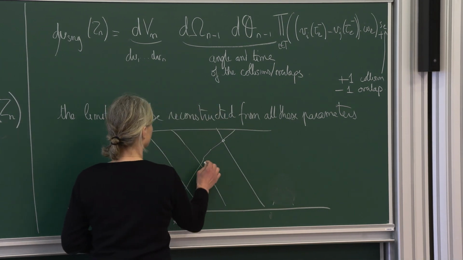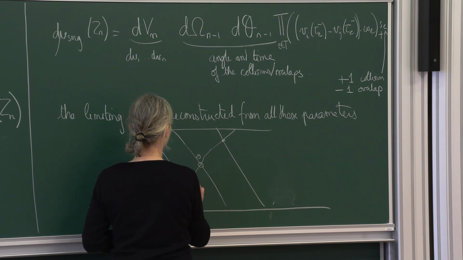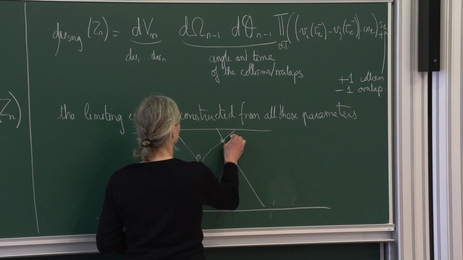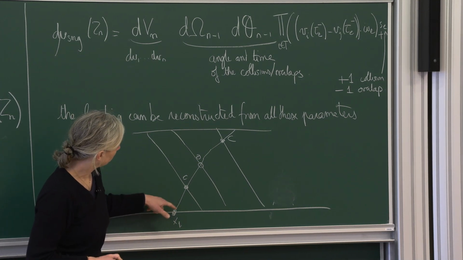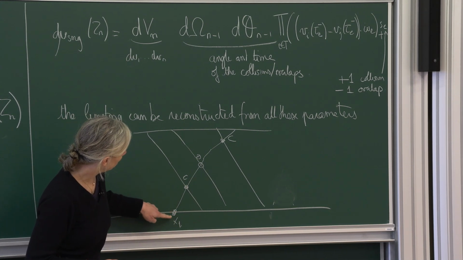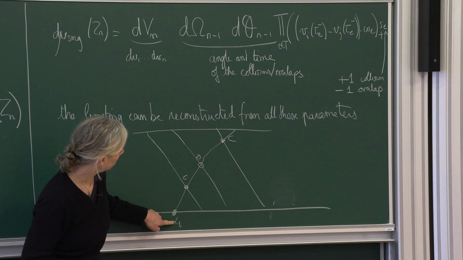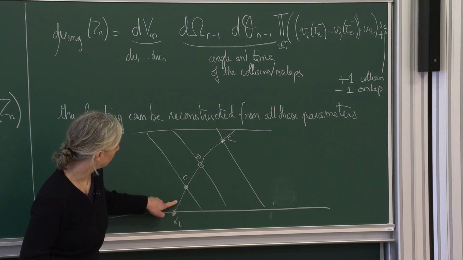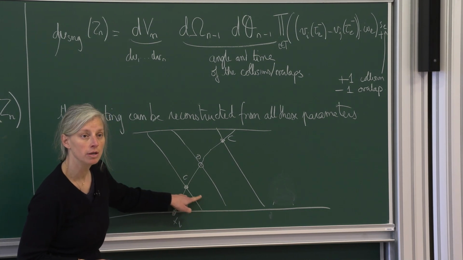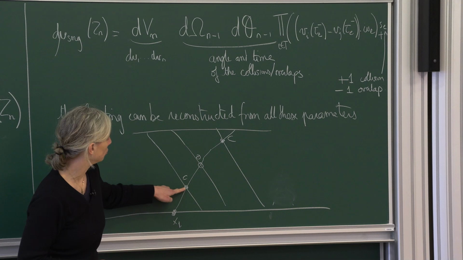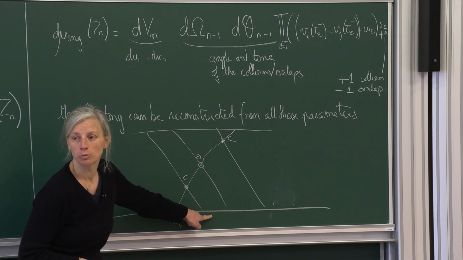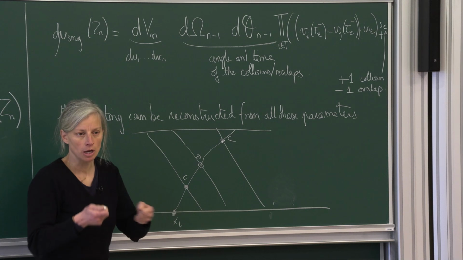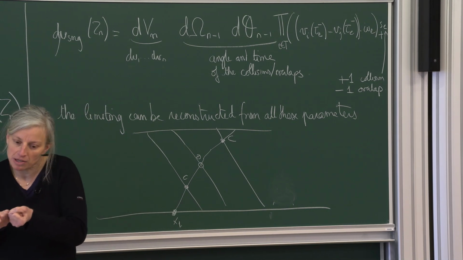So here this is maybe an overlap, maybe this is a collision, maybe this is a collision. Okay, so if you know here the position of this one, the velocity of this one and the velocity of this one, and you also know the time at which there will be the collision, then you can reconstruct this position here. But this is a different way of parameterizing everything.